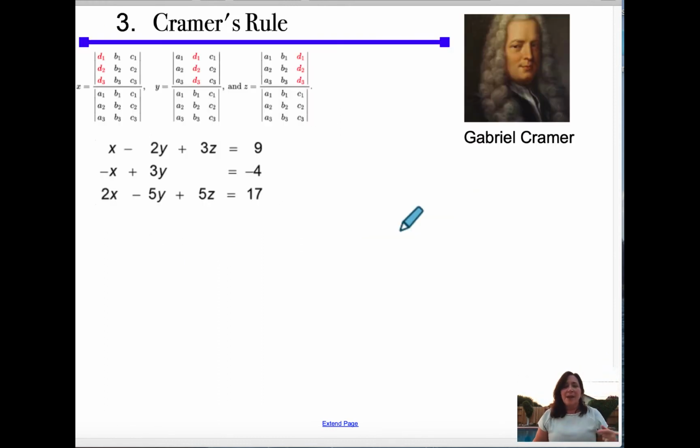Okay, so what we're going to do now is put this all together. And with Cramer's rule, this handsome man here is Gabriel, and Gabriel came up with this really cool way to solve a 3x3, not by back substitution, not by graphing method, not by elimination, but by Cramer's rule.